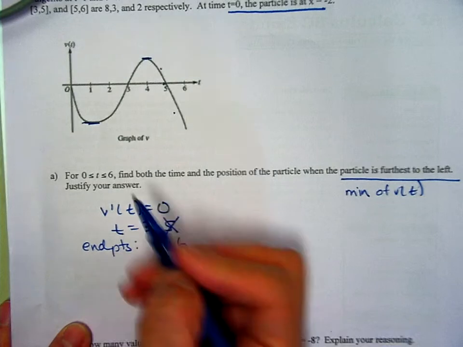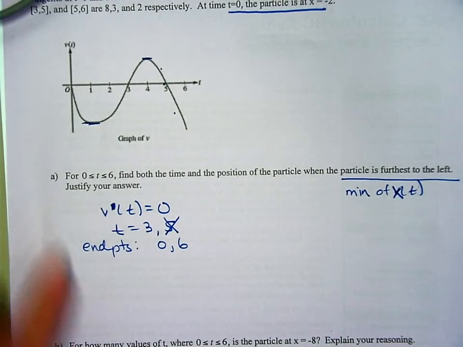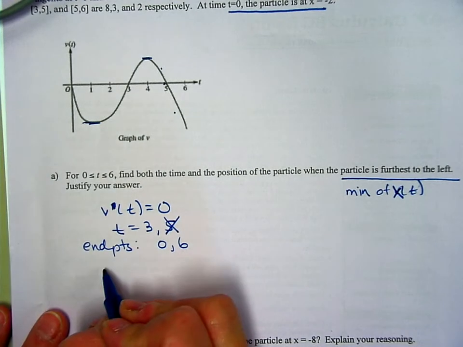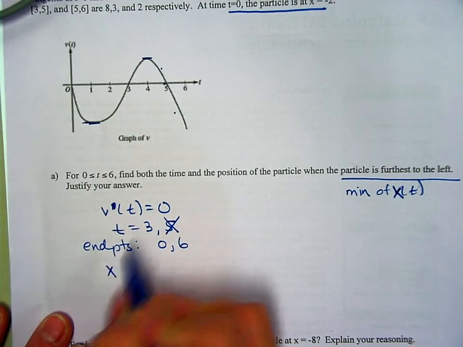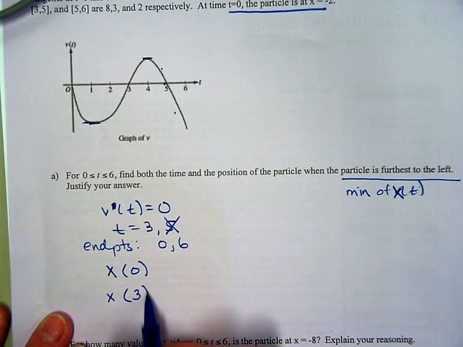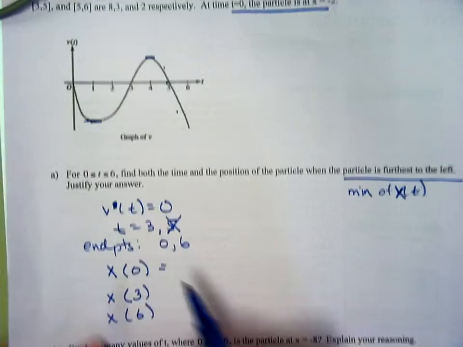How do I find the absolute min, the minimum position? I'm sorry, it's not where velocity is equal to 0. I want the minimum of position. So I want where the velocity is equal to 0, not the derivative of velocity. So what I'm going to do is find the position at these 3 points, either at x of 0, x of 3, and x of 6, since these are my only possibilities. They told us in the original problem that the position was -2 at x of 0.